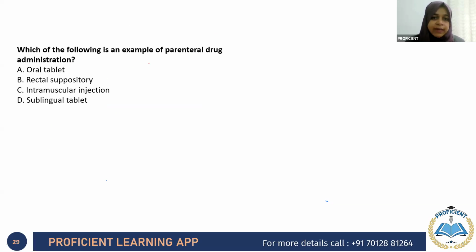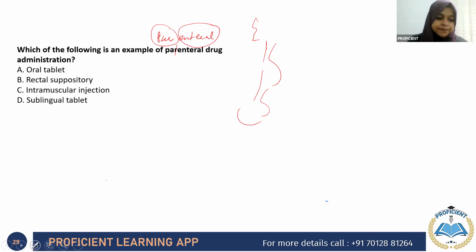Which of the following is an example of parenteral drug administration? Intramuscular. Yes, IM. Sublingual, rectal, oral, and all are other enteral forms. Enteral means somewhere in the GIT. Somewhere in the GIT, right? Parenteral means you're bypassing the enteral route. That is parenteral. Clear?